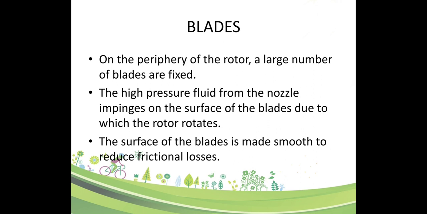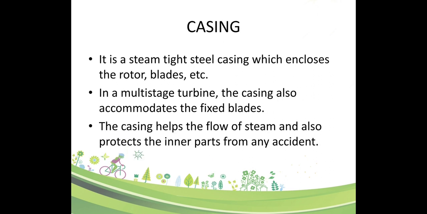The blades are placed on the periphery of the rotor, that is, the circumference surface of the rotor, in large number. High pressure fluid from the nozzle impacts the surface of the blade, due to which the rotor is rotated. The surface of the blade is made smooth to reduce the frictional loss. Otherwise, it will generate heat or pressure, which leads to failure or damage of the blade.